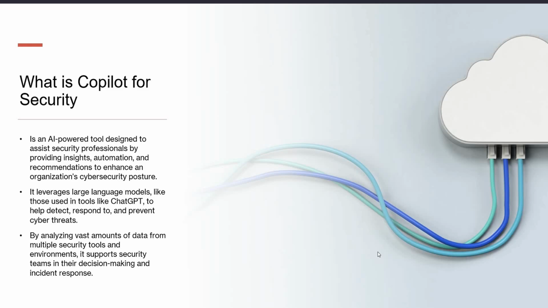So the core agenda here is to improve the cybersecurity posture by leveraging AI. When we leverage AI, we are actually leveraging large language models that are trained on a huge amount of data. When I say it's Copilot for Security, it will be trained on security-related data. Why? Because we need to take actions in terms of detection, response, and prevention of the cyber threats which are happening in our infrastructure, right?